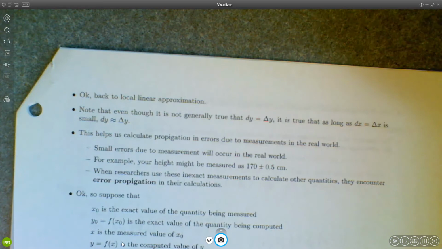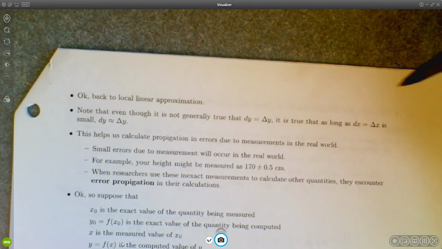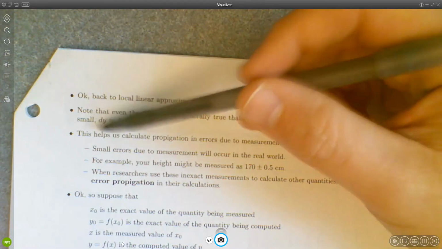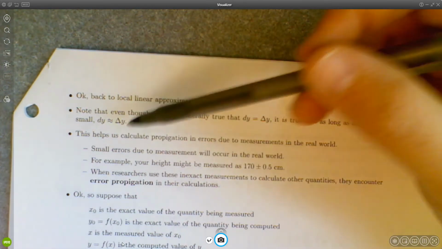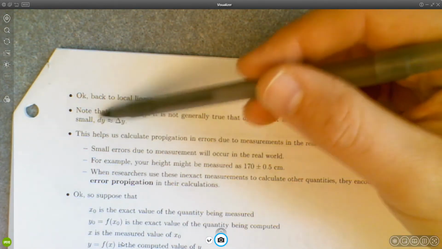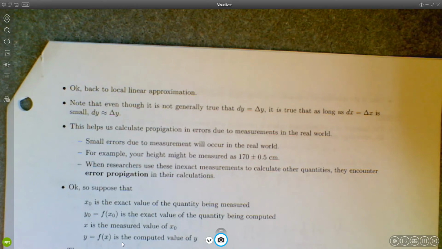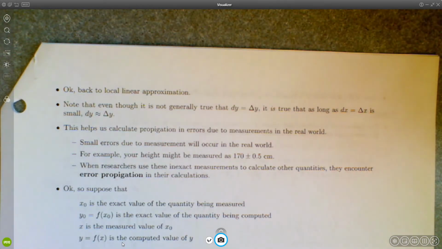Okay. So back to local linear approximation. It turns out that even though it's not generally true that dy equals delta y, it is true that as long as dx equals delta x is small, dy is approximately the same thing as delta y. Okay? In other words, dy is a local linear approximation for delta y, I guess, is the way that you can say that. And that's nice. It helps us to calculate propagation of errors due to measurements when you encounter real-world measurements.